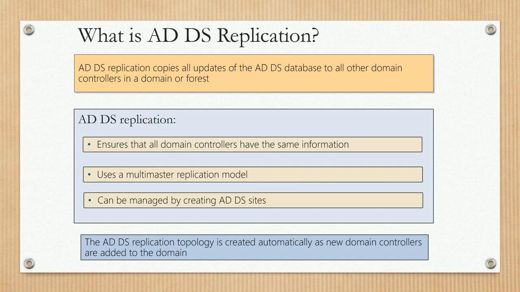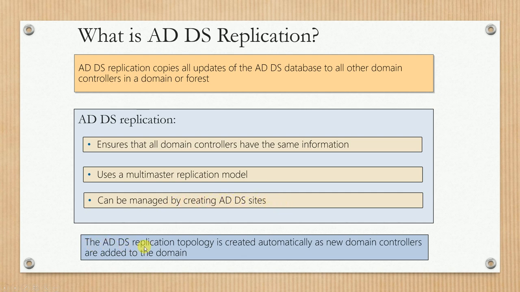So now, what is ADDS replication? ADDS replication copies all updates from the ADDS database to the other domain controllers in a domain or the forest. It ensures all domain controllers have the same information. That is the ADDS replication responsibility, to make sure that all domain controllers have the same information, and it uses the multi-master replication model and can be managed by creating ADDS sites as well.